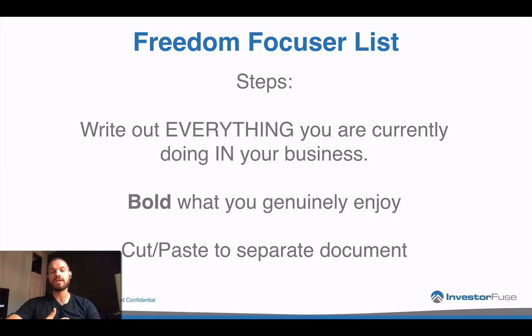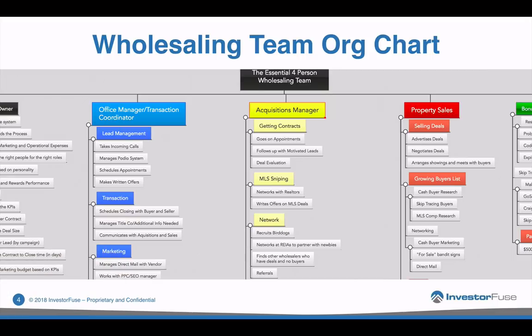And what I recommend doing is separating the tasks out by department. So what you're going to have is essentially an org chart or a task list for different areas of your business that you need to hire for. So it's going to look a lot like this. This is the wholesaling team org chart. You can download this in the link below this video.